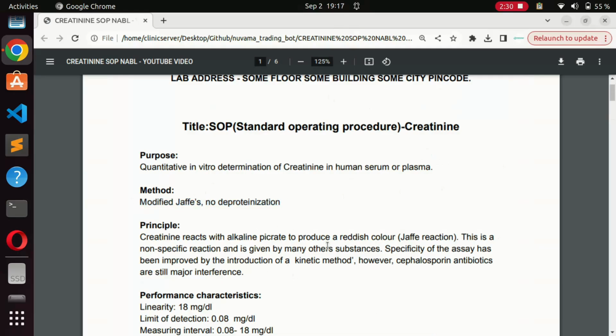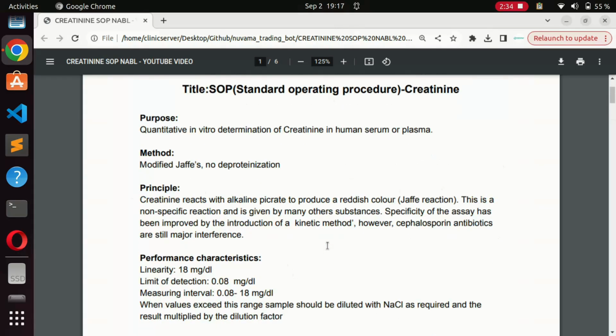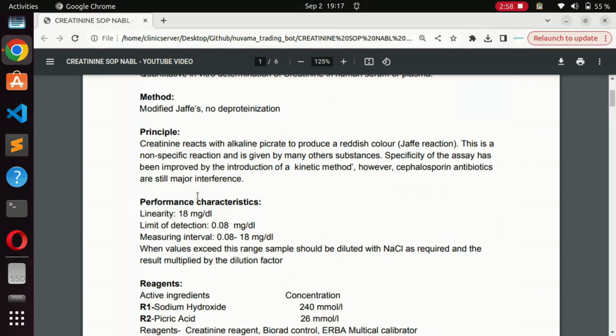That is, it basically details what exactly this method does to measure this particular analyte. So here we have that creatinine reacts with alkaline picrate to produce a reddish color, which is the Jaffe reaction. This is a non-specific reaction and is given by many other substances. So specificity of the assay has been improved by the introduction of a kinetic method. However, cephalosporin antibiotics are still a major interference. So cephalosporins are basically a type of antibiotics given to patients with bacterial infections, and this may interfere with the reaction. The next thing we mention are the performance characteristics.